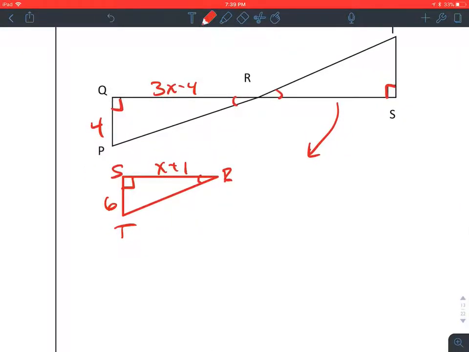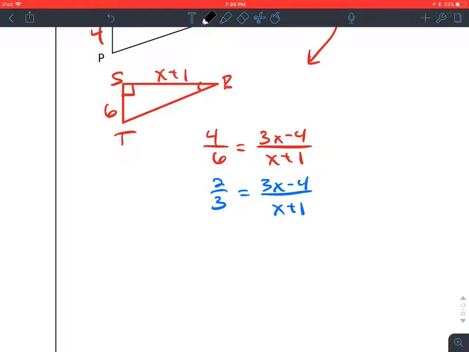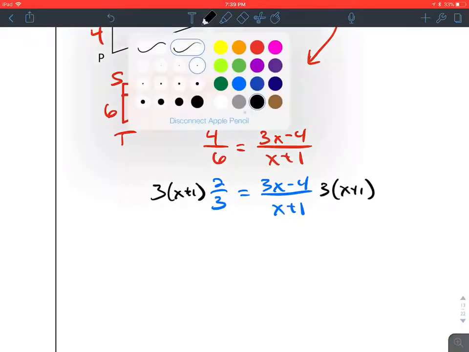Since I have two similar triangles by the angle-angle similarity theorem, I can make a proportion: 4 is to 6 as 3x minus 4 is to x plus 1. Once again, if you want to reduce your fraction at the beginning, you can. I'm going to reduce 4/6 to 2/3. If you choose not to do that, you're still going to get the same answer. To get rid of my fractions, I'm going to multiply both sides by 3 and x plus 1. I definitely want to get rid of the fractions on this because I have a variable in the denominator.